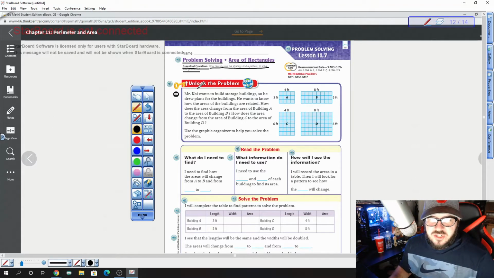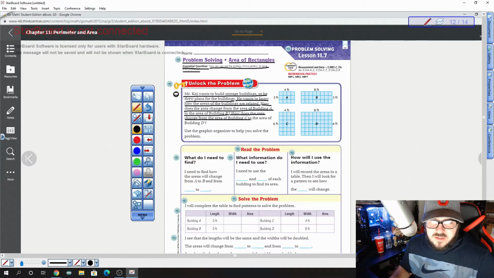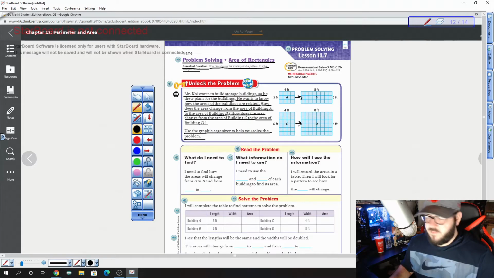So our first question says that Mr. Coy wants to build storage buildings. So he drew plans for the buildings. He wants to know how the areas of the buildings are related. How does the area change from the area of building A to the area of building B? How does the area change from the area of building C to the area of building D? Use the graphic organizer to help you solve the problem. So he wants to know, how does it change from A to B and from C to D?